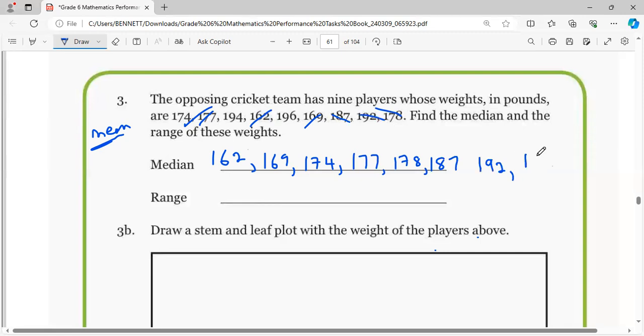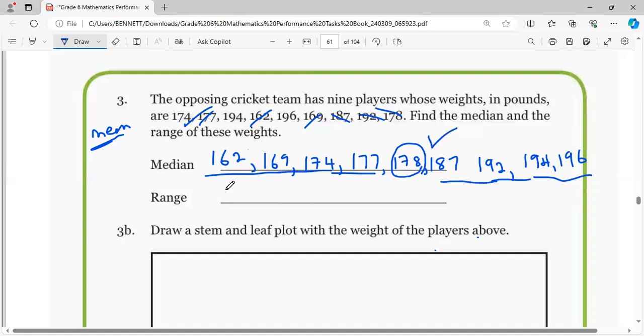So we're looking for the one in the middle. You start from this side and you take 2 on each side, then 3, then 4. Sir, it would be 178. Yeah, that's correct. So it's 178. Many persons gave me that. Well done. What about the range now?